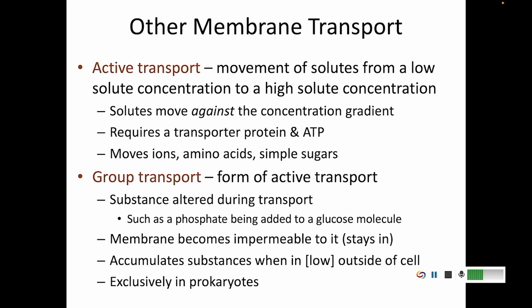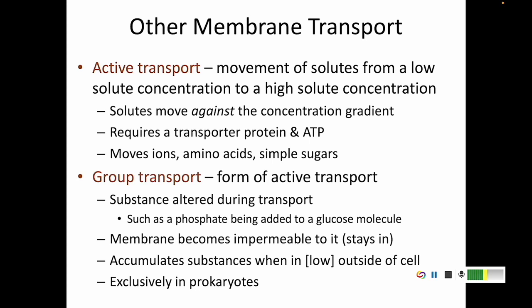Sometimes your cell needs to move nutrients in or move waste out against the concentration gradient and is willing to spend energy to do so. This is called active transport. So active transport is moving molecules from where there's not a lot to where there is a lot. So it's moving towards a higher concentration, against their gradient. This is always going to take a transport protein and always going to take ATP.